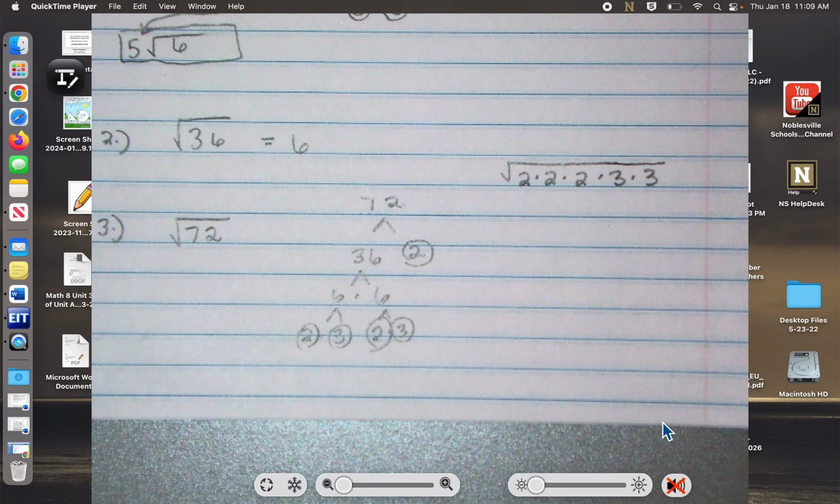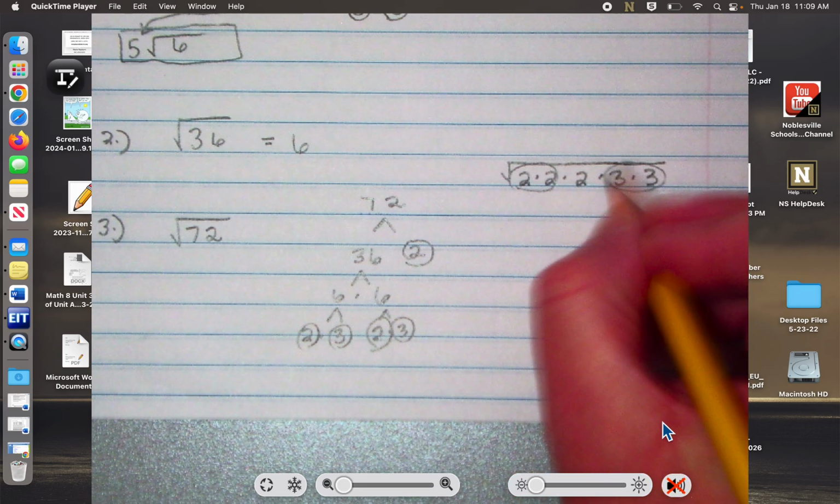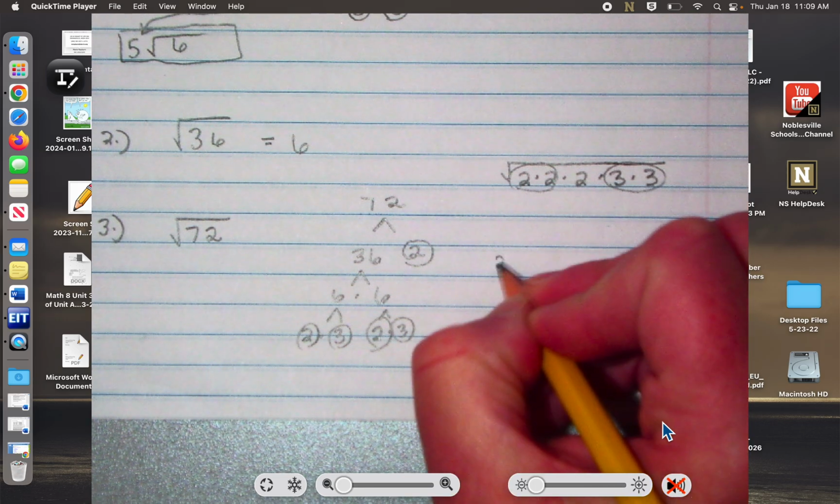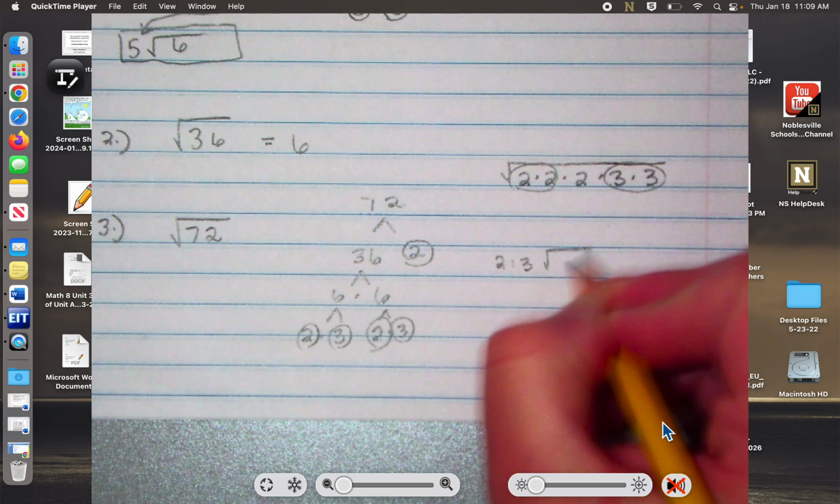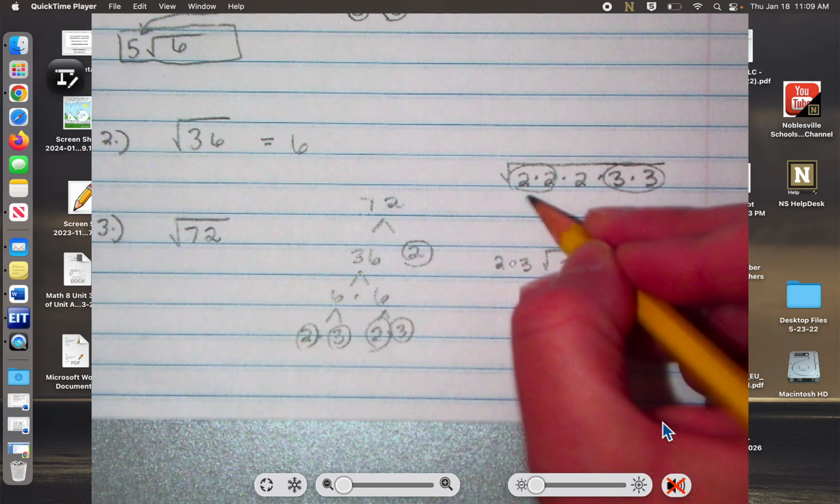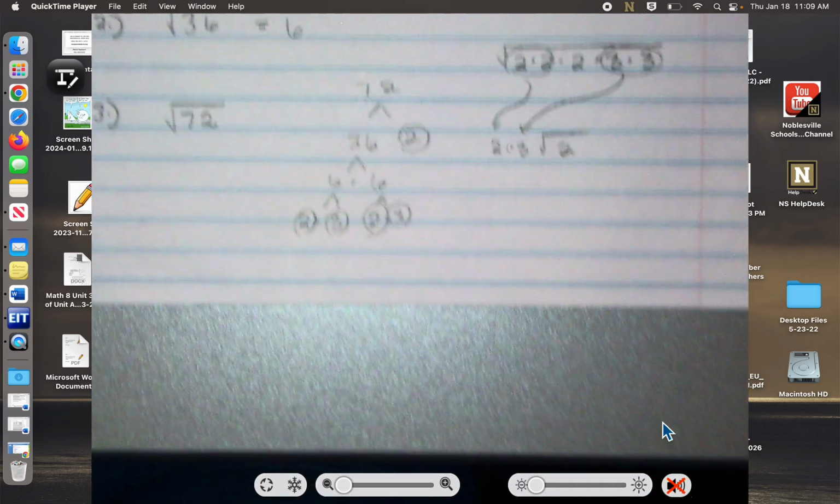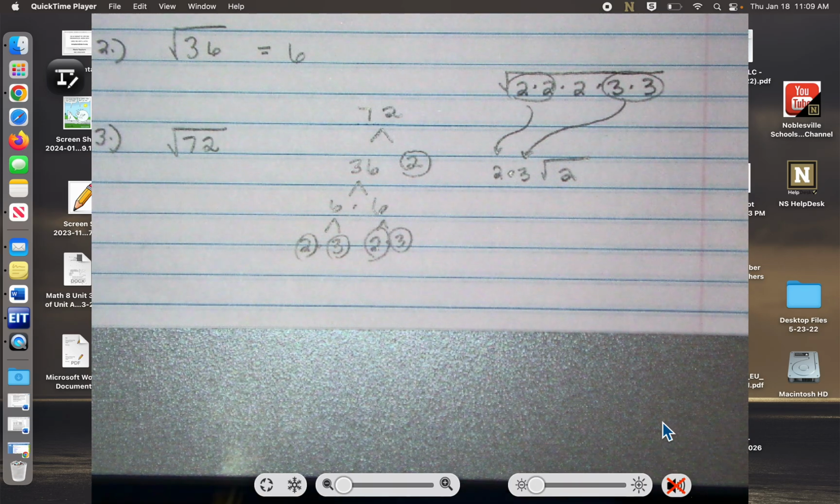Okay, so do I have any partners ready to leave the party? A pair of 2s and a pair of 3s. So I'm now going to have 2 times 3 square root 2, because I have the 2 times 3 on the outside. They came out, they each got in separate cars. So they both gotta go up? They both got to go.